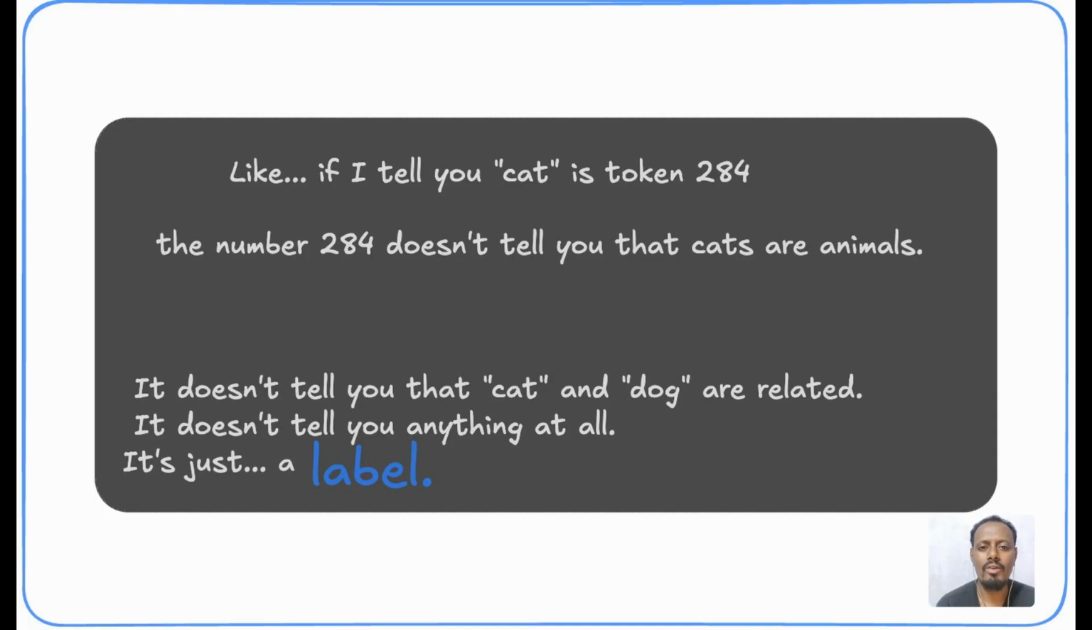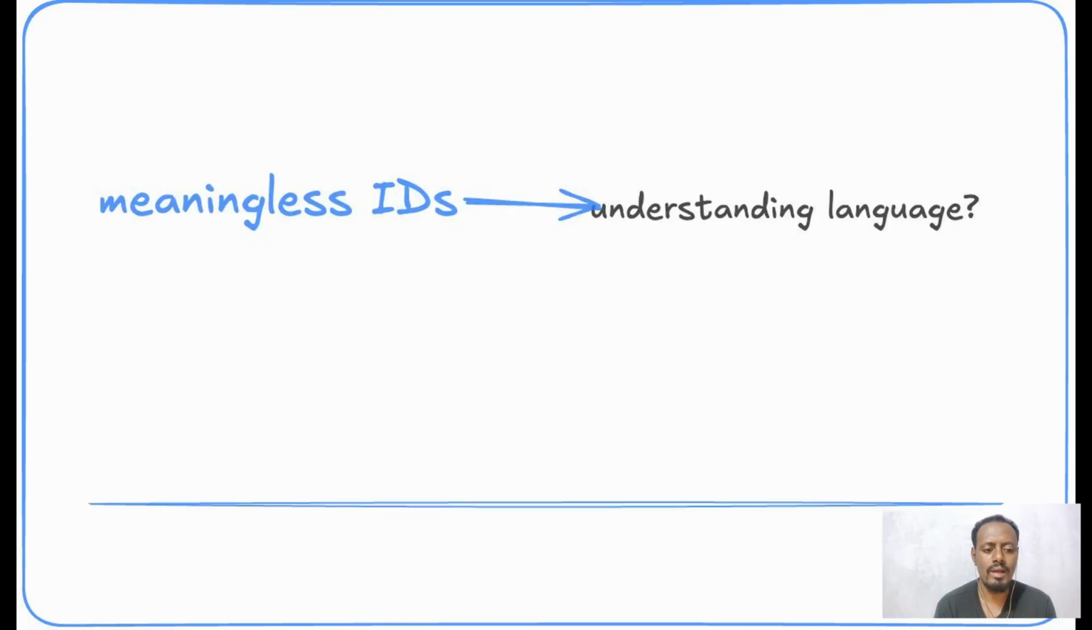So how does AI get from that list of meaningless numbers to actually understanding language, knowing that happy and joyful are similar, or that the word bank means something completely different depending on the sentence? That is what we are going to figure out today. And honestly, this journey from raw numbers to actual meaning is one of the most elegant ideas in all of modern AI. Let's get into it.